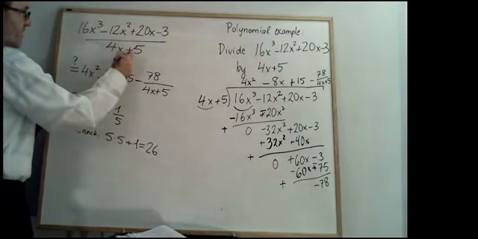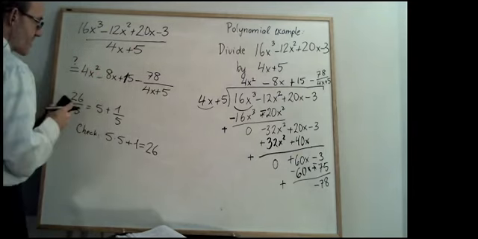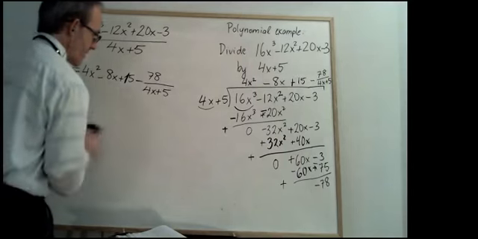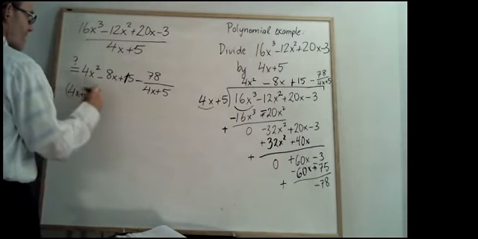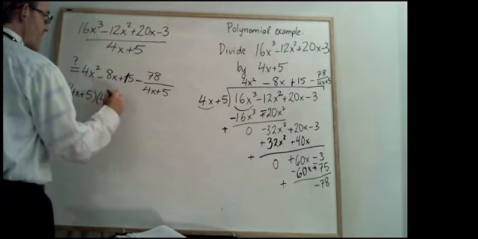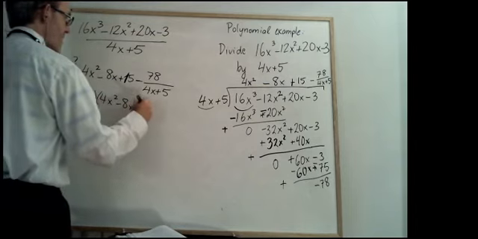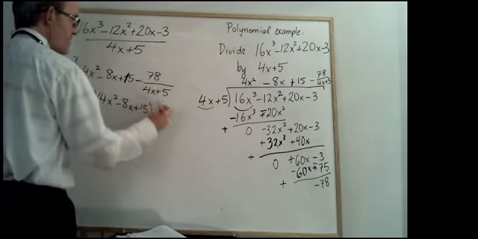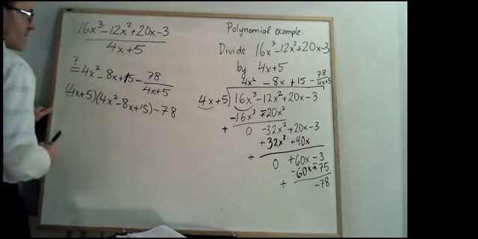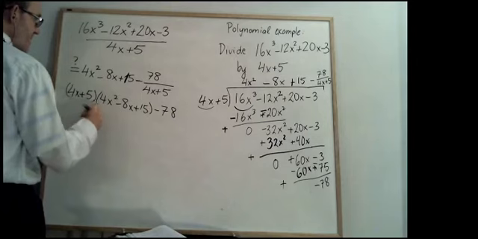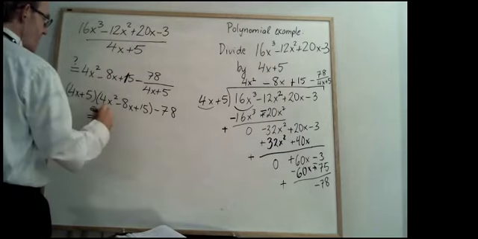I take 4x plus 5 times this, and multiply it all out. And add in the remainder, which is minus 75, minus 78. And then I see, is that going to be equal to the original thing?